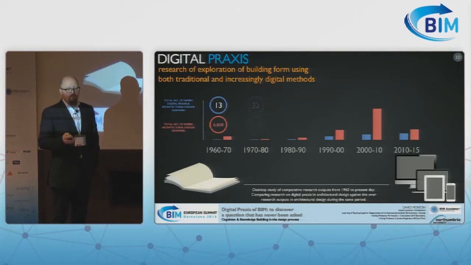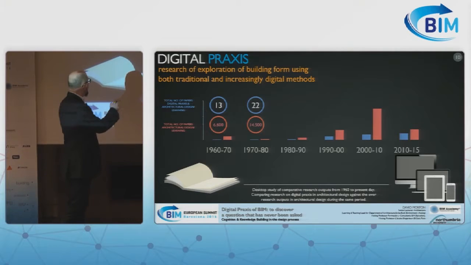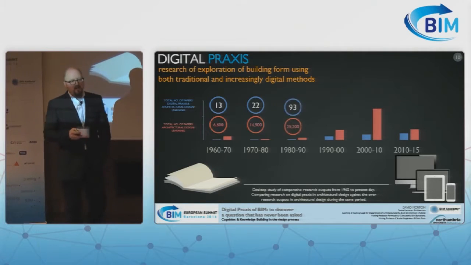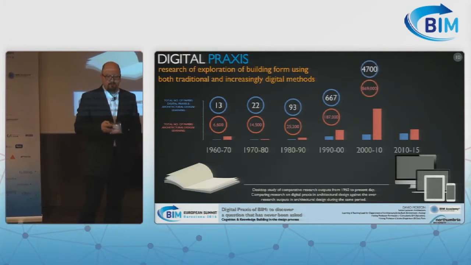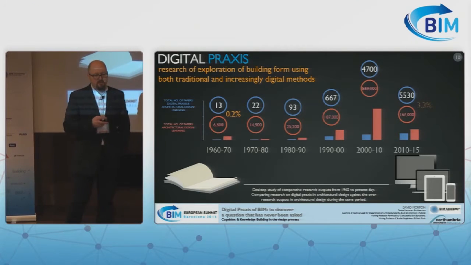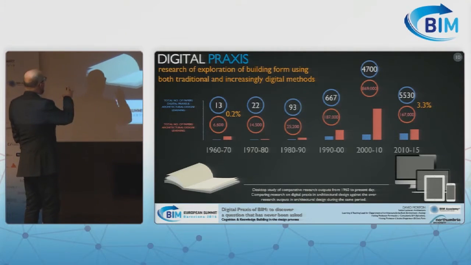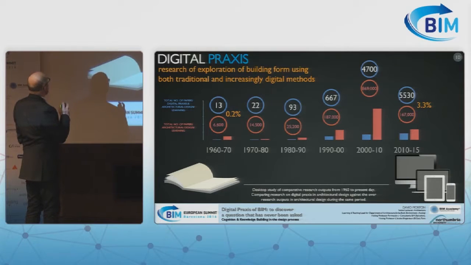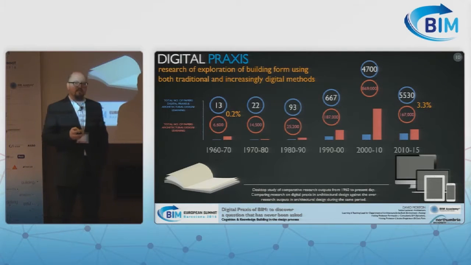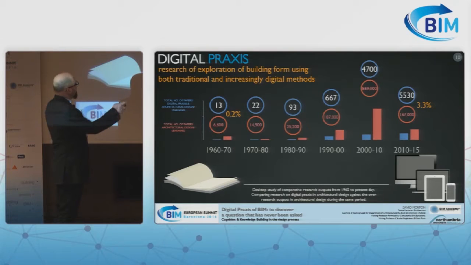In terms of the various research that Bilal and Mohammed and myself do a lot of, if you look at digital methods or digital praxis in terms of research, we started off in the 1960s to 70s with just 13 papers on digital methods of design compared to 6,600 papers on architecture design itself. So only 0.2%.